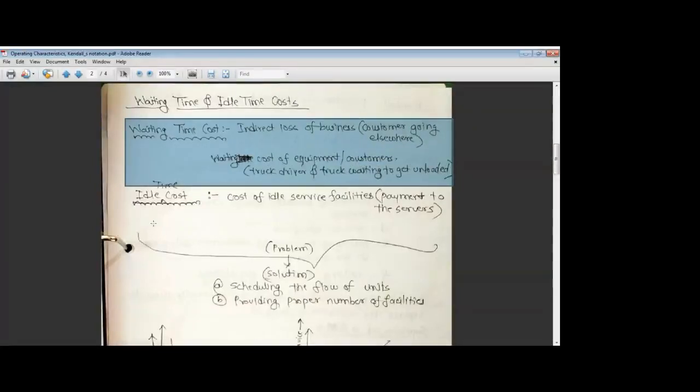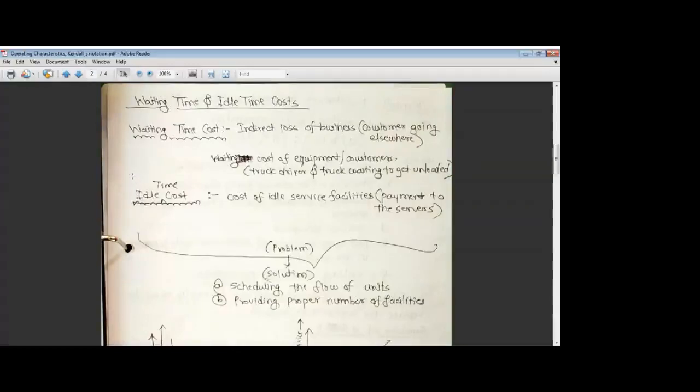Now what we have is the idle time cost. Now what is the idle time cost?